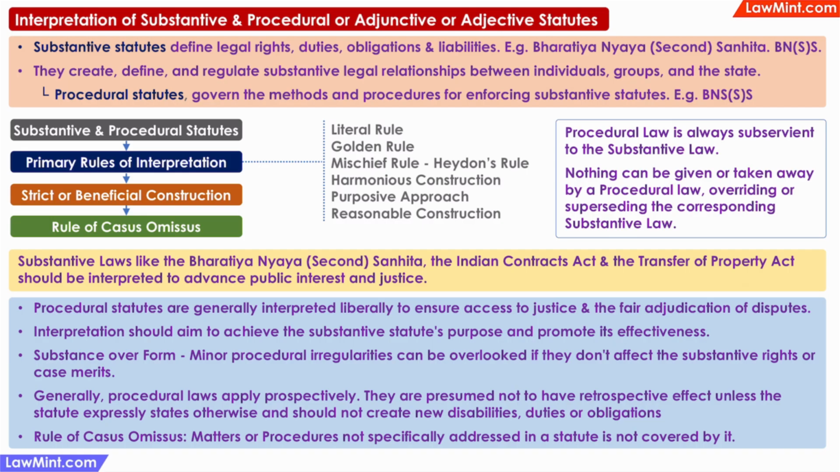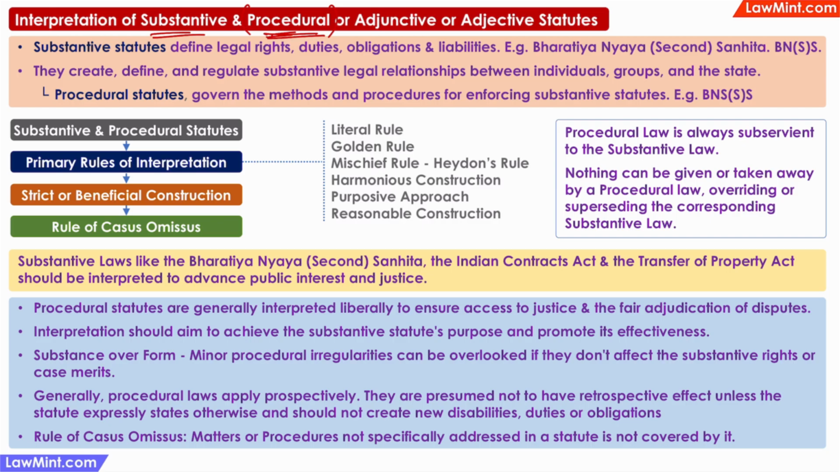As I have previously mentioned, procedural or adjunctive or adjective statutes are all referring to the same thing, that is procedural laws. Modern jurists prefer to use the term procedural law because it provides more clarity as to what is the purpose of the law. It is easier to understand the interpretation of substantive and procedural statutes if we study them together.